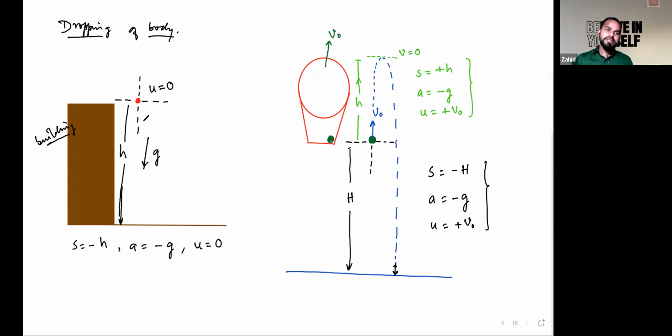In the first diagram, we have a building from which a body is being dropped. Since the building is initially at rest, the body always acquires the velocity of the system from which it is dropped. So the initial velocity of the dropped body must be zero. Since the height of the building with respect to the origin is along the negative y-axis, I have taken negative h, and gravity always acts downward, so it will be taken as negative.